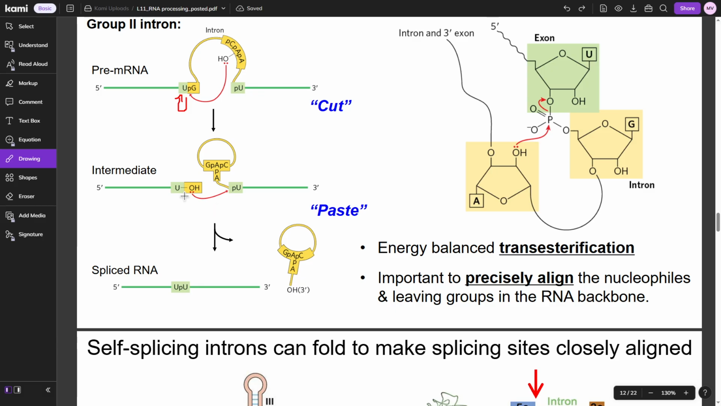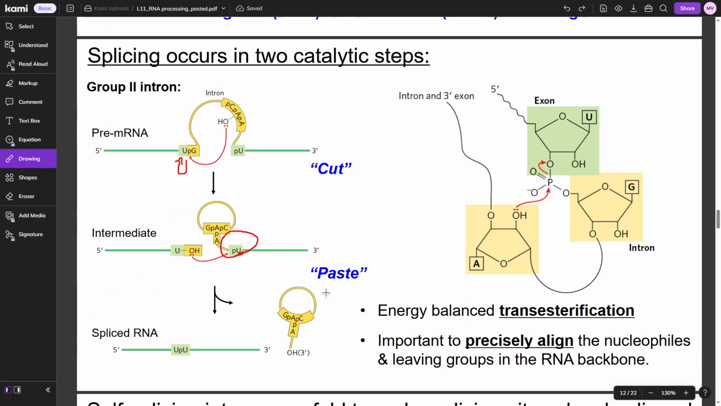But now what's going to happen is that the remaining 3' OH from the section you just removed, because remember, this U now has an OH group because we just removed this phosphate, is going to attack this and reform the completed strand, and this is just going to leave as a leaving group. And then here's an example of what's actually happening.